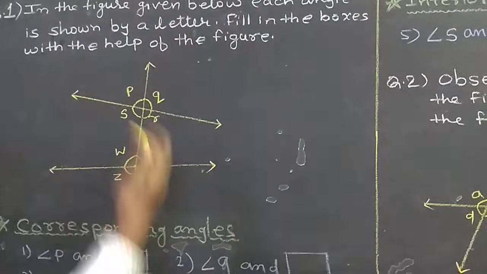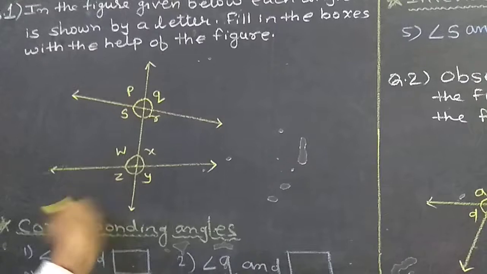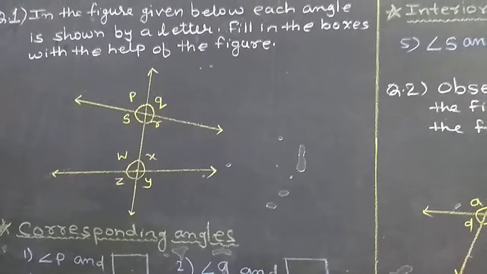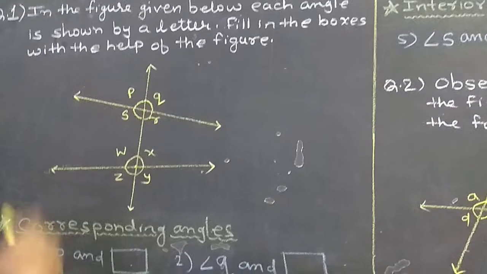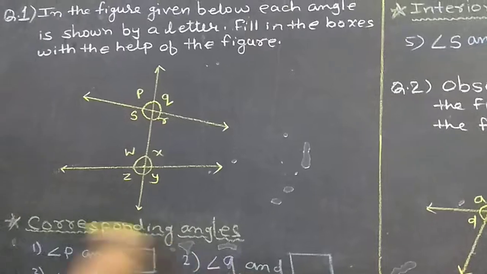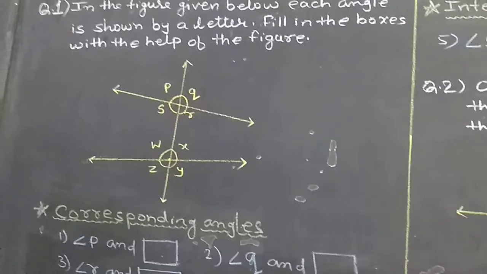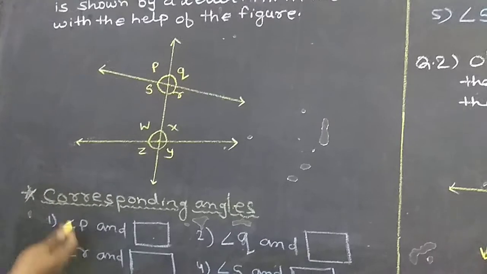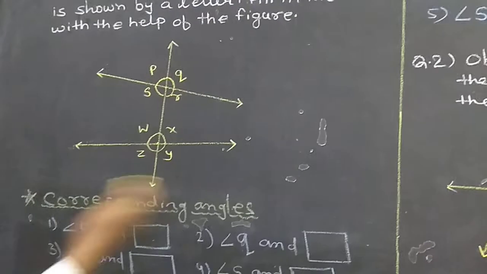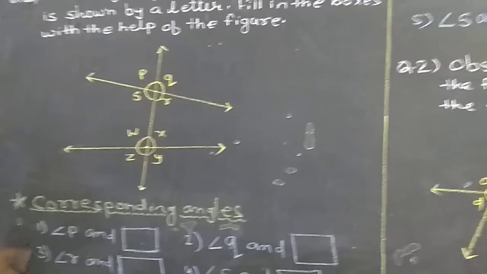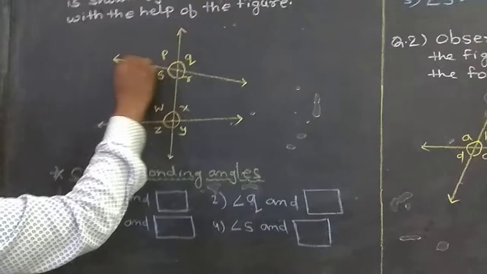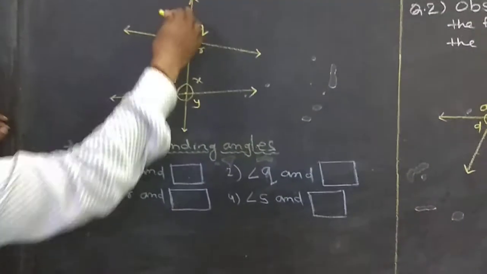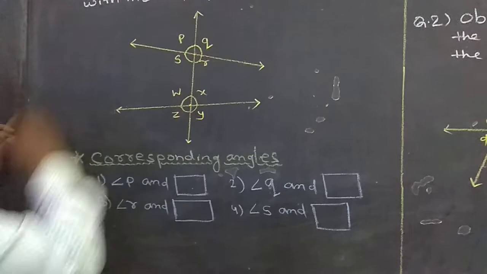Okay, and accordingly we will make a pair of angles, whether it is corresponding, alternate, interior, or vertically opposite angles. Now, according to this figure, we have to write down which will be the pair of corresponding angles. See here, angle P, this one. Now which angle will be the corresponding of angle P?